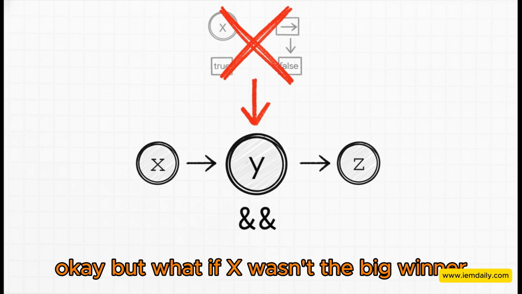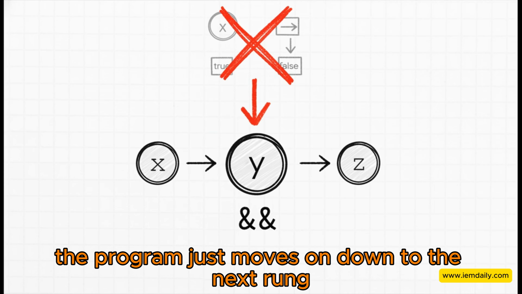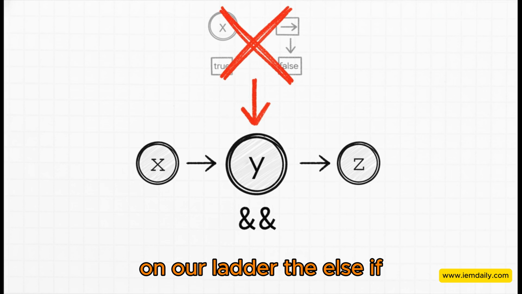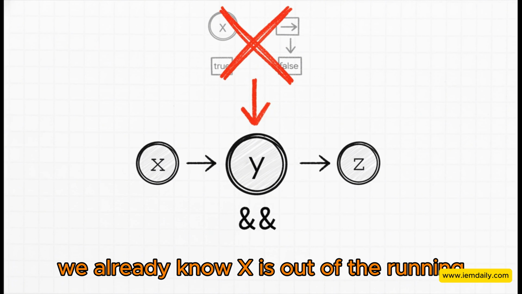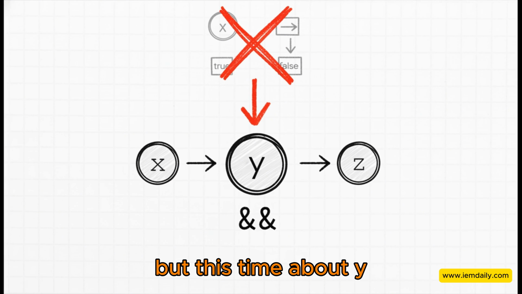Easy. Okay, but what if x wasn't the big winner? The program just moves on down to the next rung on our ladder, the else if. Now, remember, at this point, we already know x is out of the running. So we ask the same kind of question, but this time about y.